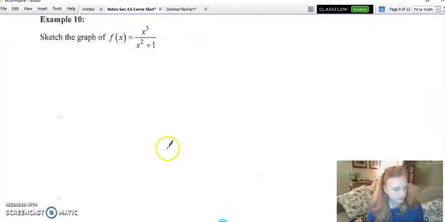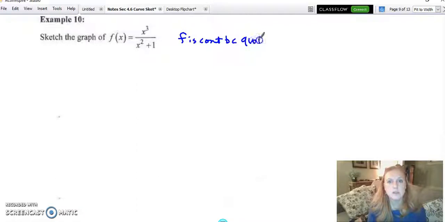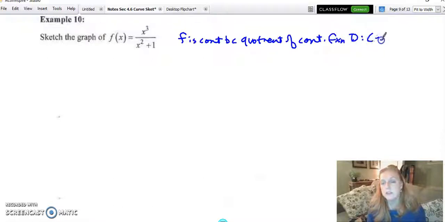Okay, our last example in this set of notes, example 10: sketch the graph of this rational function. Again, taking a look at the domain. The nice thing about this one is the denominator never equals 0, so f is continuous because it's the quotient of continuous functions. Or you could basically say it's a rational function, which is continuous on its domain. So the domain is negative infinity to infinity, so we're good for that.